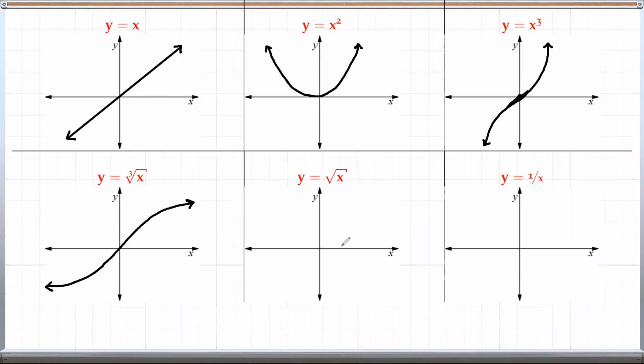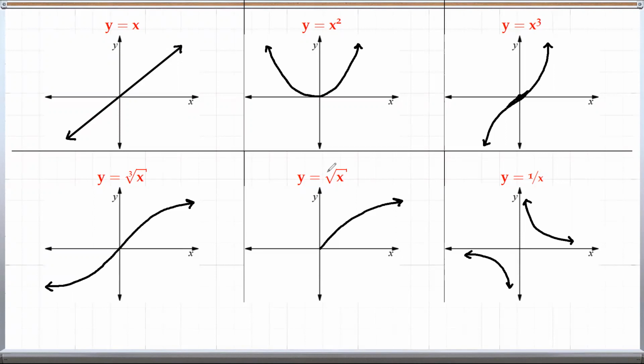The next one is square root of x. So the graph will look like this one. The next one is 1 over x, which has a graph like this one. It comes in two pieces. So these are the very commonly used functions and their graphs.